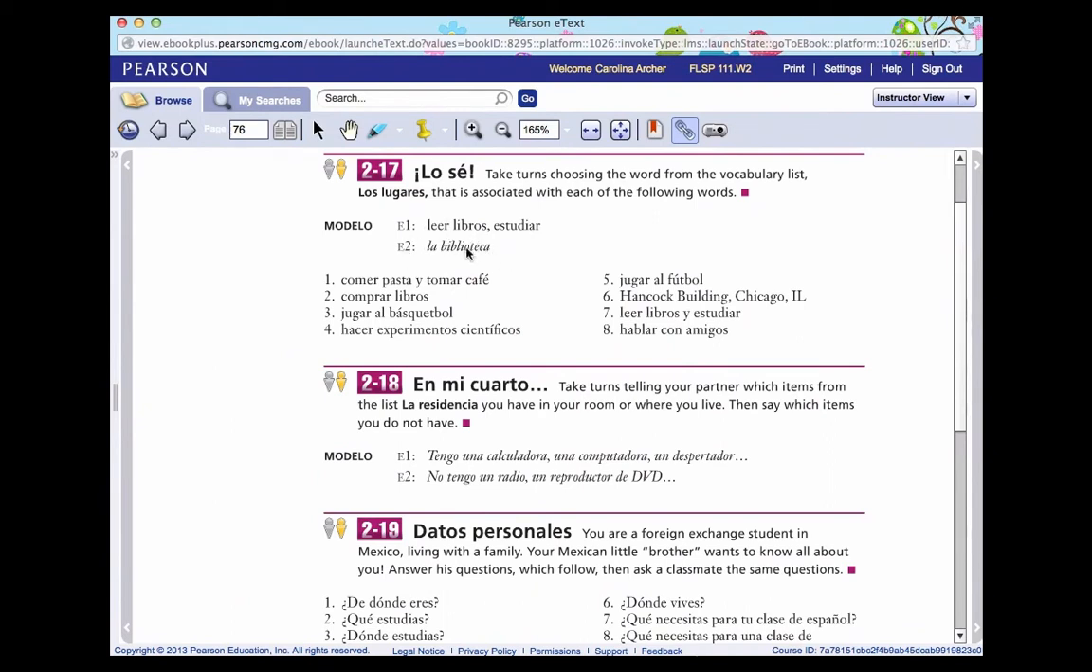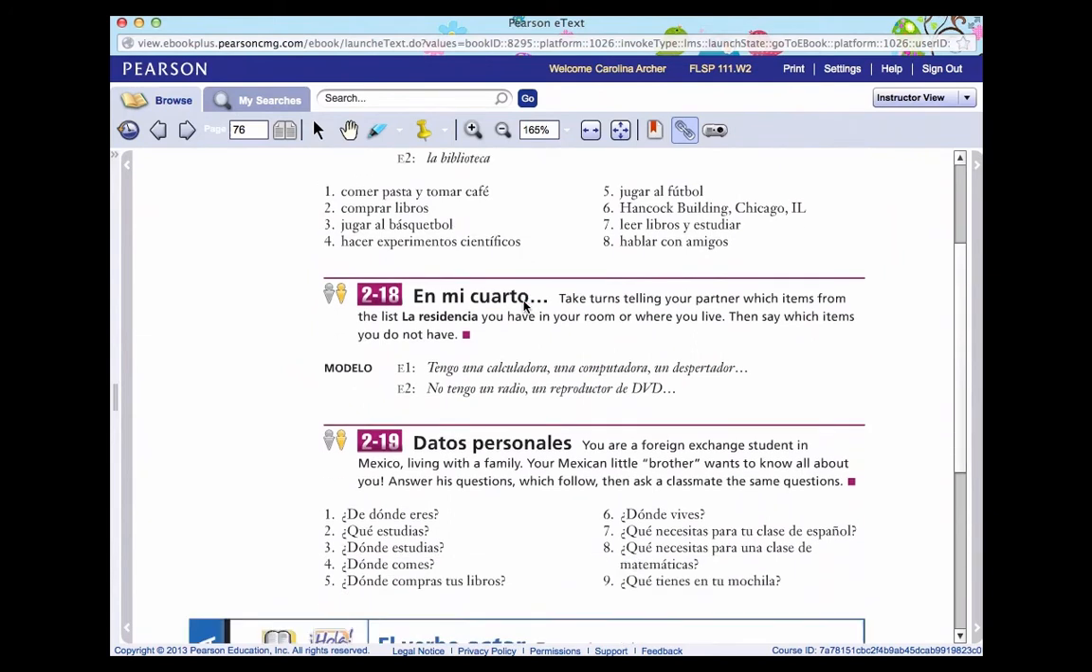La biblioteca. So where would you perform these actions? Comer pasta y tomar café, and you can name the place. Comprar libros. Okay, so the verbs are coming back, so you need to know, number one, what they mean, and number two, how to conjugate them. But in this case, we're just going to leave them in the infinitive because we're just talking about the action itself, not somebody specific doing them. Just think about where you would perform these actions to practice the vocabulary that you just learned, okay?